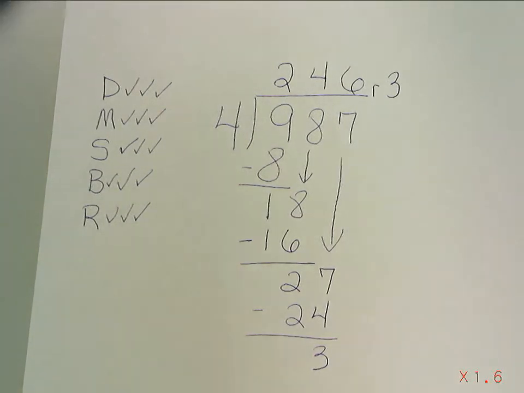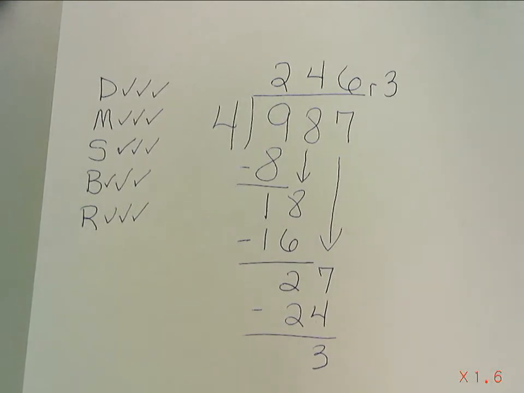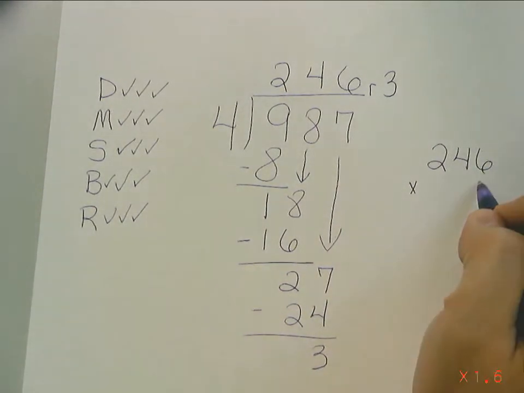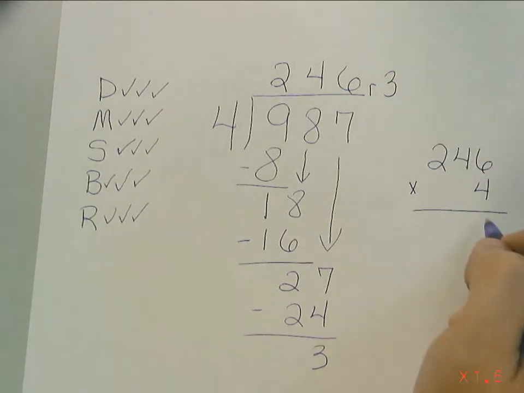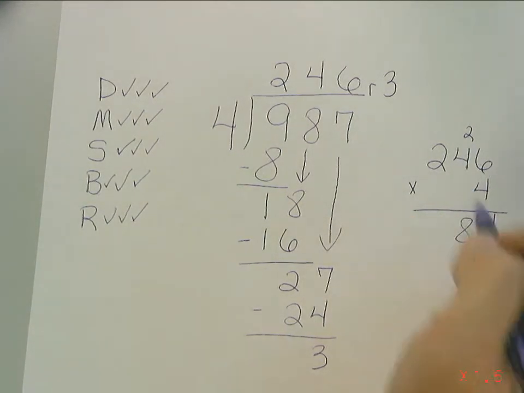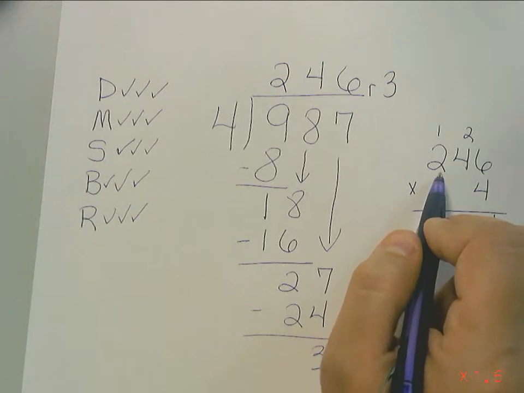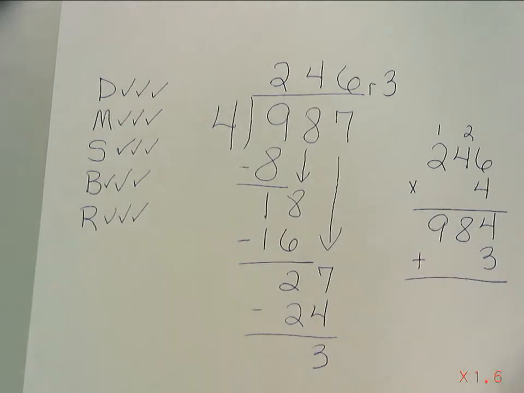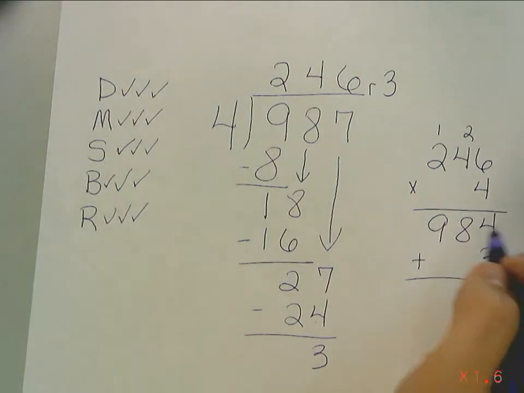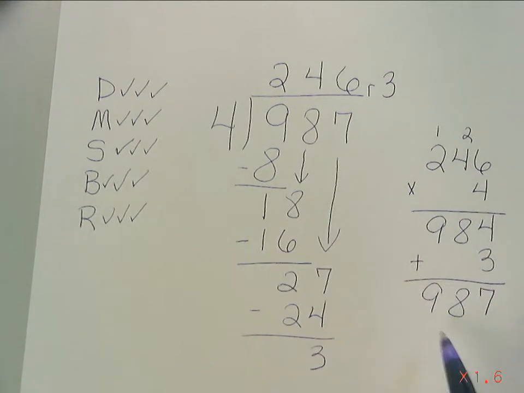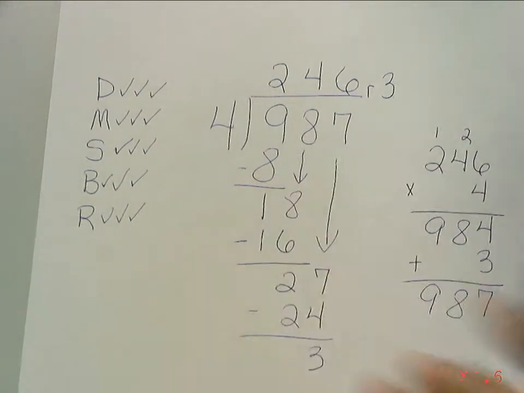To check, to make sure we have the correct quotient, we're going to use the inverse or the opposite operation, which is multiplication. We take our quotient, 246, we multiply it by 4. 6 times 4 is 24, carry my 2. 4 times 4 is 16, plus 2 is 18, carry the 1. 4 times 2 is 8, plus 1 is 9. And then we have to remember to add in our remainder. 4 plus 3 is 7, 8 plus nothing is 8, 9 plus nothing is 9. And I know it's correct because this 987 matches my dividend.